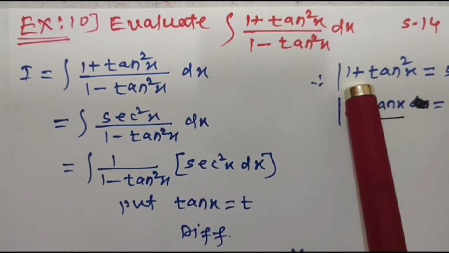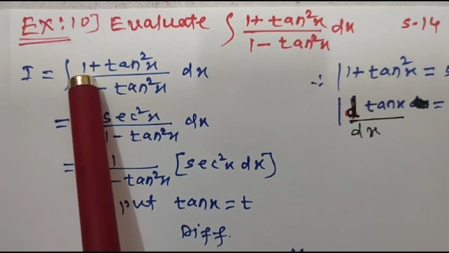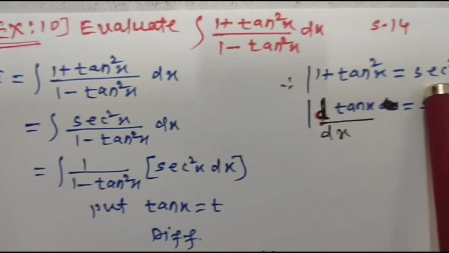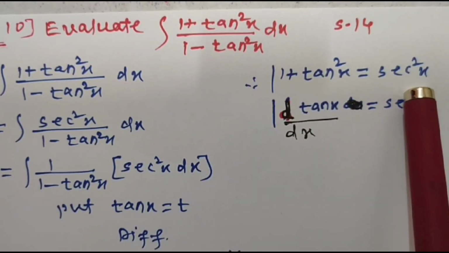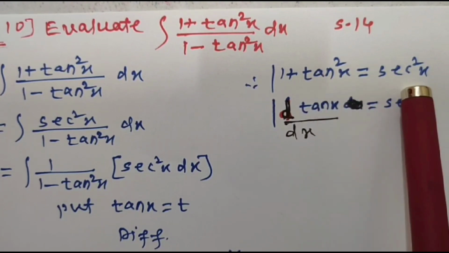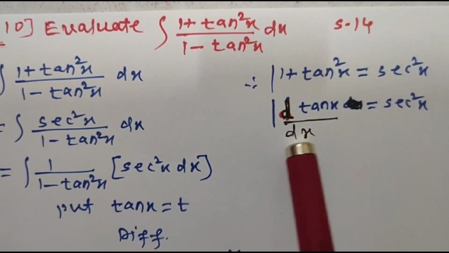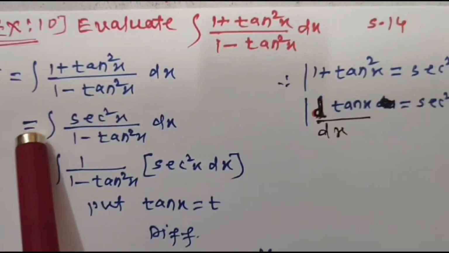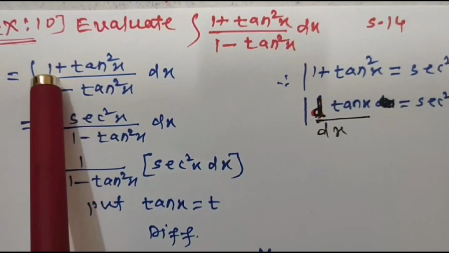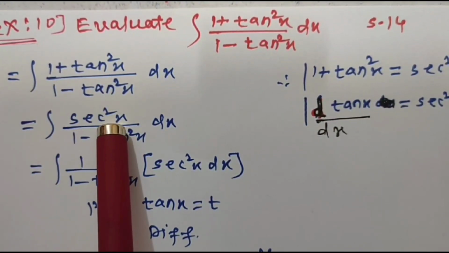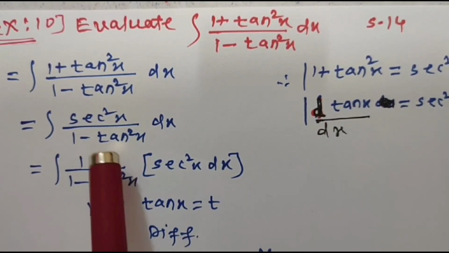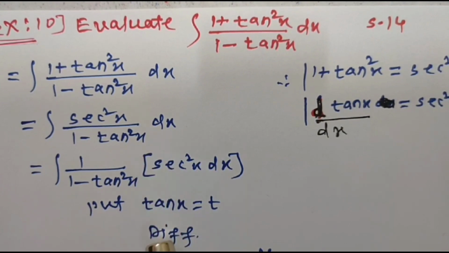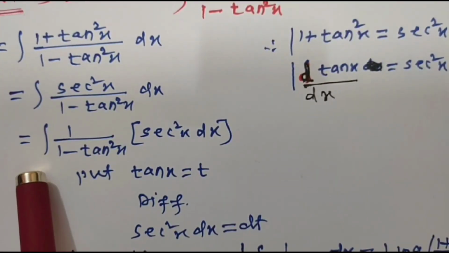We have to replace 1 plus tan square x, which is in the numerator, by sec square x. 1 plus tan square x is equal to sec square x, which is a trigonometrical identity. Then you know the derivative of tan x with respect to x is sec square x. So integral I can be written as I is equal to the integral of sec square x in place of 1 plus tan square x, with the denominator as it is, with respect to x.